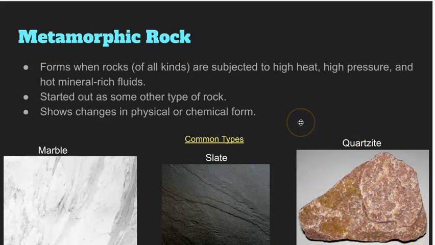And any type of precious gem is going to be considered a metamorphic rock. Diamonds, rubies, sapphires, these are all metamorphic rocks. And they were once upon a time another type of rock that were then subjected to super high heats and very high pressure, and maybe even acids and other mineral-rich fluids that changed the nature of those rocks and turned them into what we consider metamorphic rock, or the rock that they are today.